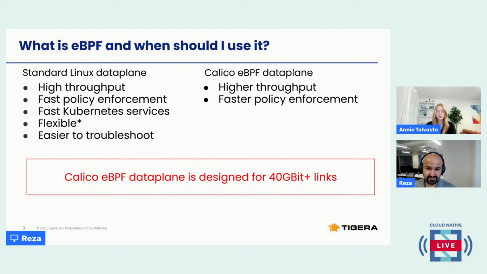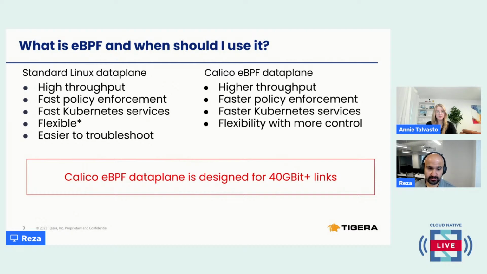It offers a faster policy enforcement since eBPF policies are compiled as eBPF programs and are injected directly into the Linux kernel. Kubernetes services are faster since eBPF data plane implements them via eBPF programs inside the Linux kernel. So you don't have to go through Netlink and to iptables. And with Calico eBPF data plane, you have more flexibility to control or manipulate traffic since you're directly interacting with the kernel.